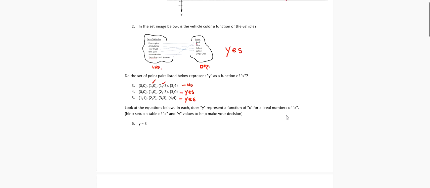Y equals 3. Well, that's just a plot of a line here. If this is the y-axis, this is the x-axis, this is the line y equals 3. And you can see here that if I pick any x along this line, there is only one y value. Only one y value. So this is a yes.